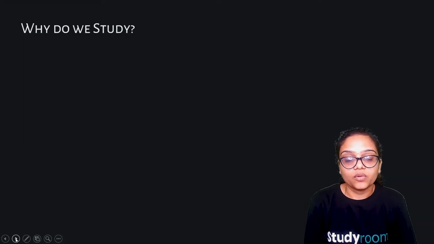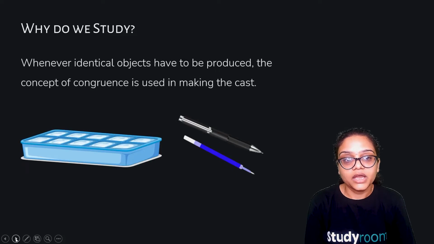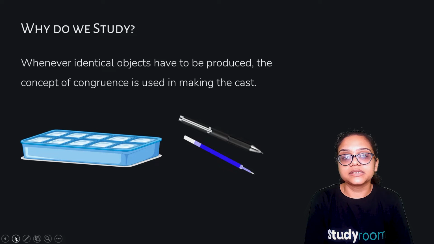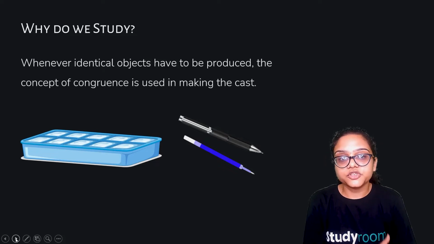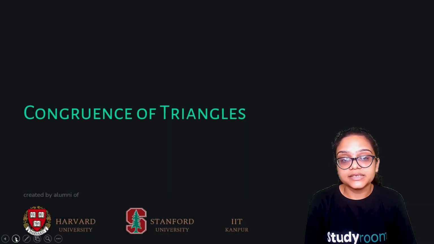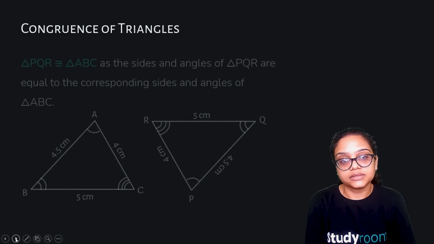Now, why do we study congruency? Whenever identical objects have to be produced, the concept of congruency is used in making the cast. What is a cast? It's the mould which is used to make the objects. So, if we want ice cubes, we use a tray, and every cube in it is of the same size and shape. So, they are congruent.